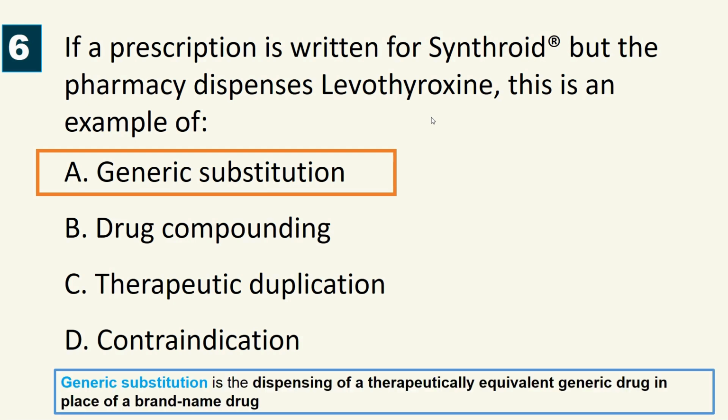Generic substitution is the dispensing of therapeutically equivalent generic drugs in place of the brand name. Like here in this case, Synthroid is a brand name, whereas levothyroxine is a generic. So this kind of substitution is referred to as generic substitution.